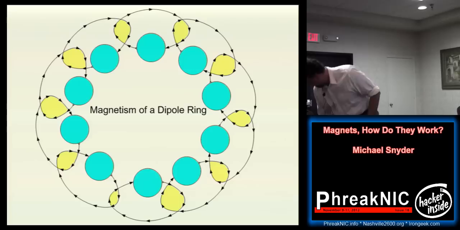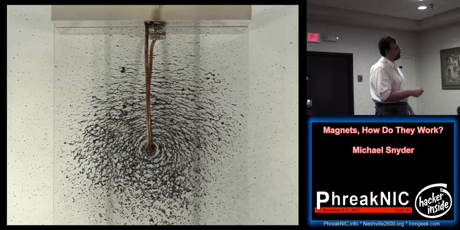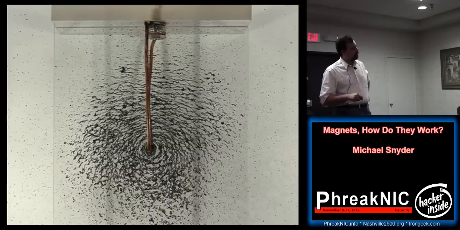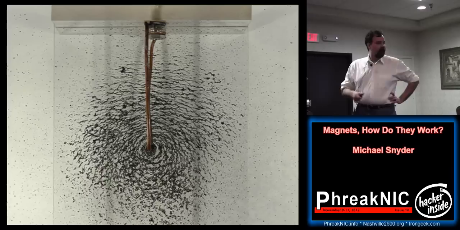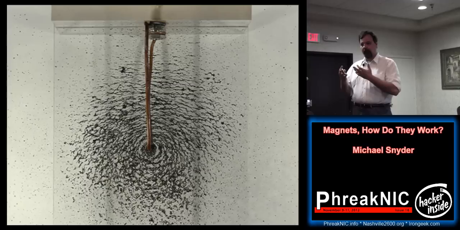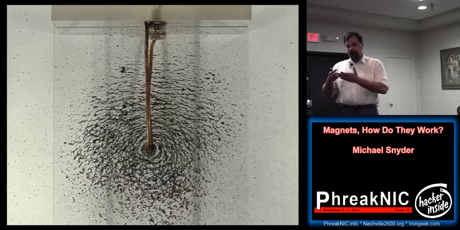Okay, another dipole ring. Now, real world data. This is a wire carrying current, and we have iron filings. And hey, those iron filings are in circles. Now, I wonder how that happened. This should be self-evident. Every iron filing is an induced dipole. As soon as you put it in the field, the ferromagnetic iron becomes an induced dipole. It aligns itself in a circle.